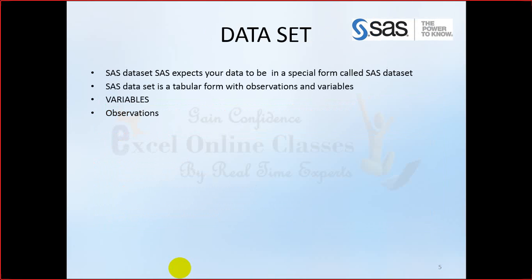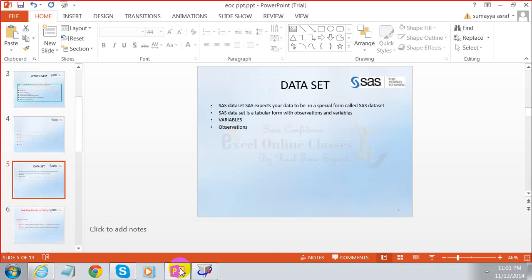So mainly SAS works in two steps. One is the data step and the other is the procedure step. SAS expects your data to be in a special form that is called a data set. A SAS data set is a tabular form with observations and variables. I'll tell you what is an observation and what is a variable. Let me go to our software again.